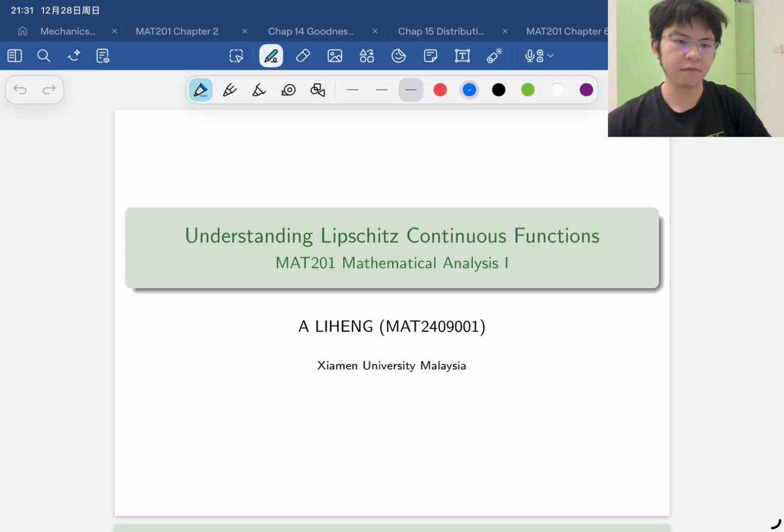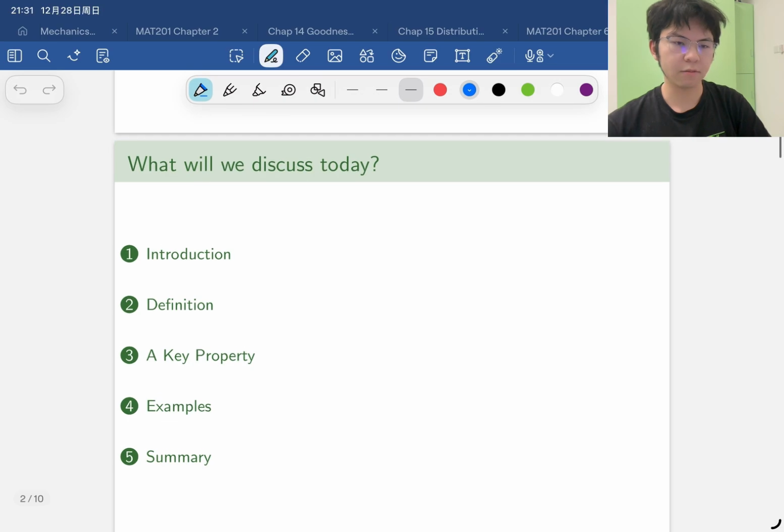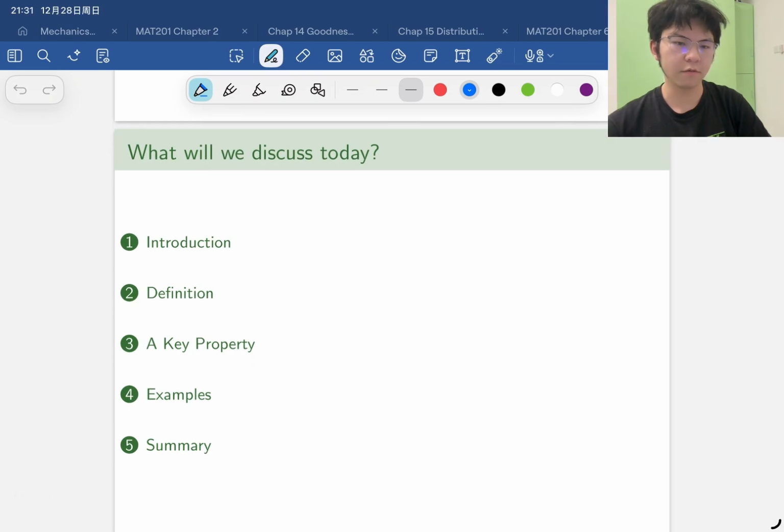This concept is a very powerful tool that helps us understand the stability of functions in a deeper way. In this presentation, I will start with the motivation: why do we need this concept? Then I will provide the formal definition and prove a key property that connects it to uniform continuity. Then we'll look at two examples to see when it works and when it fails. Finally, there will be a summary.